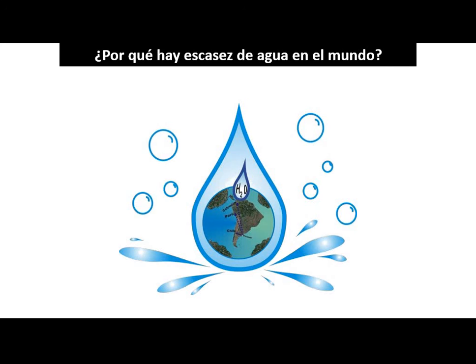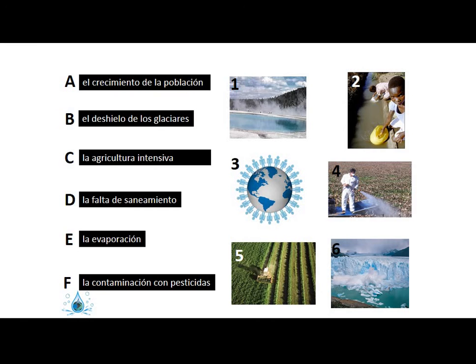Okay, so, ¿por qué? ¿Por qué hay escasez de agua en el mundo? Why do we have the lack of water in the world? There's a number of suggestions. Here they are. An easy enough, or straightforward enough, task: can you match the statements to the pictures? So we've got el crecimiento de la población, el deshielo de los glaciares, la agricultura intensiva, la falta de saneamiento, evaporación y contaminación con pesticidas.